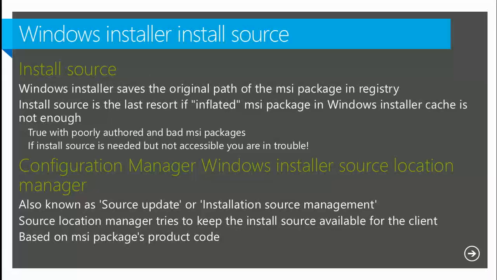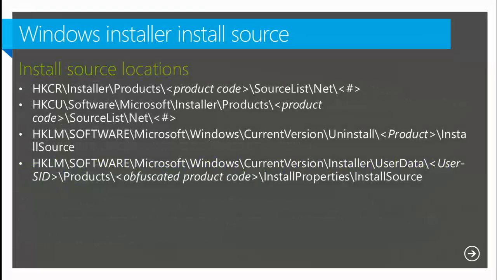And Config Manager has this source update or installation source management, or Windows installer source location manager, which tries to always keep the install source available. It's based on the MSI package's product code. Here are a few locations so that you can see that it's really there in the registry. The install source is in many places.